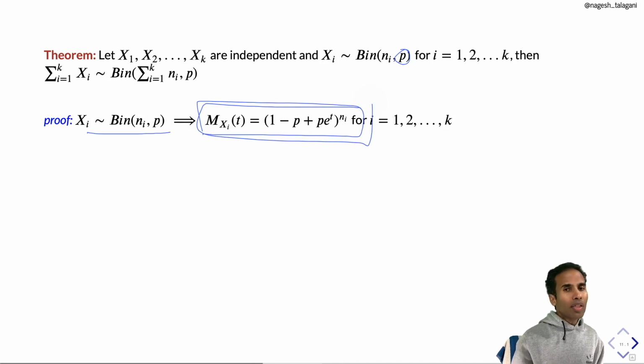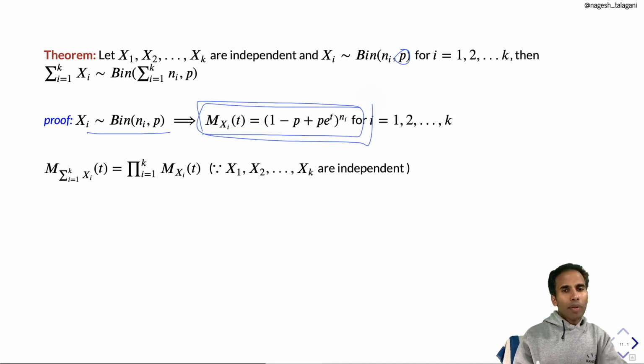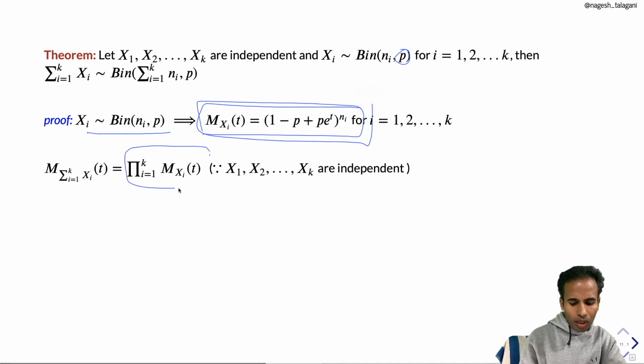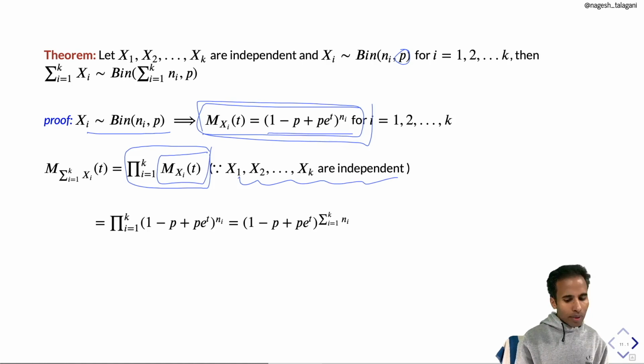Now, from the above theorem, the MGF of summation Xi from i equal to 1 to k at t is going to be the product of the MGFs of Xi at t for i equal to 1 to k, since X1, X2, ..., Xk are independent. Now, if you replace M_Xi(t) with (1 - p + p e^t) power ni, we end up with this product.